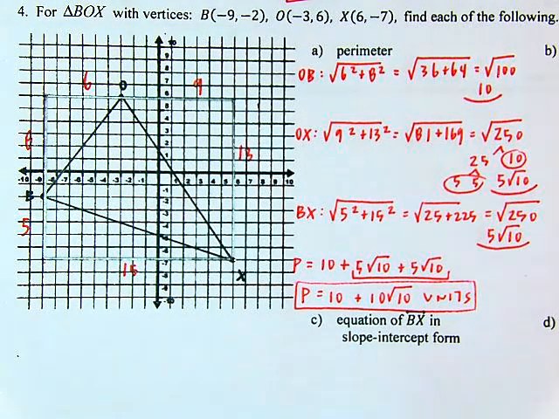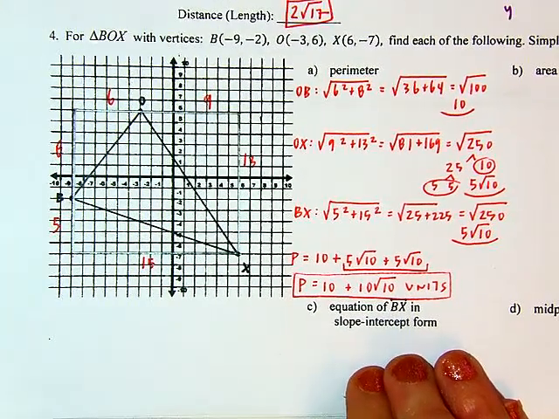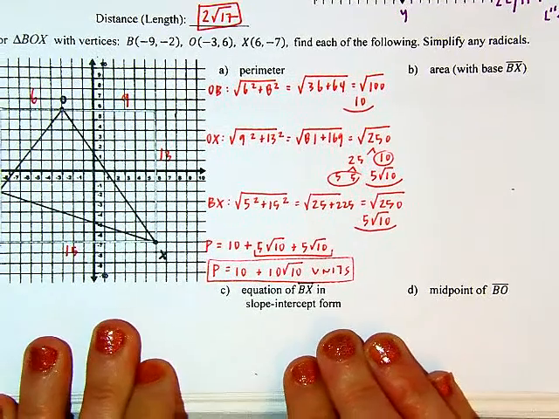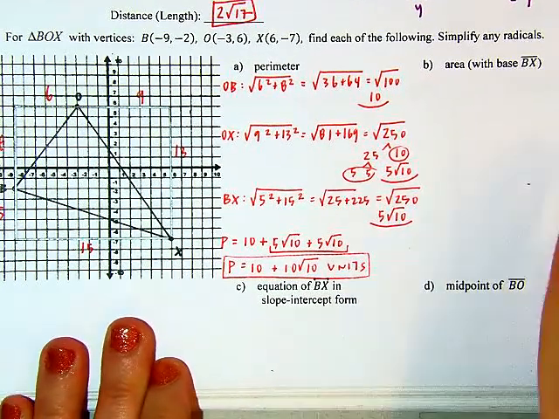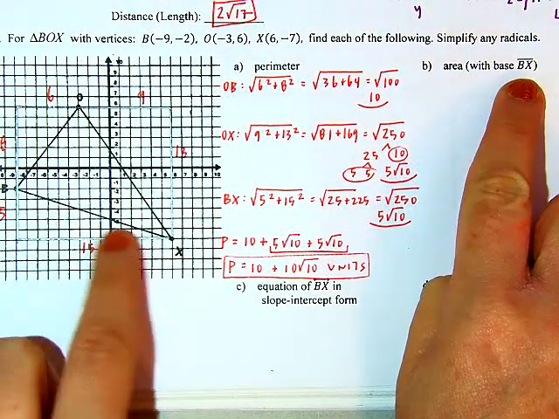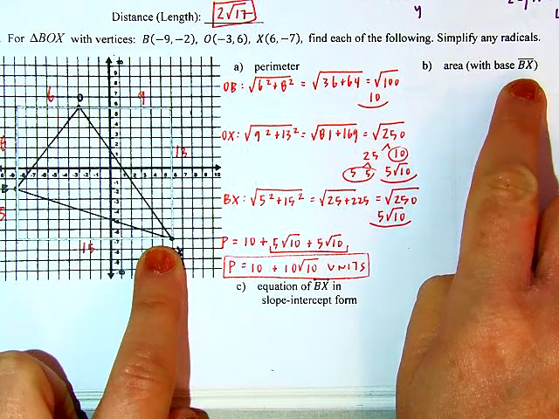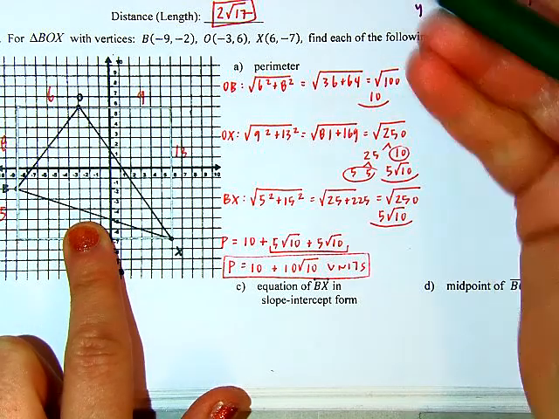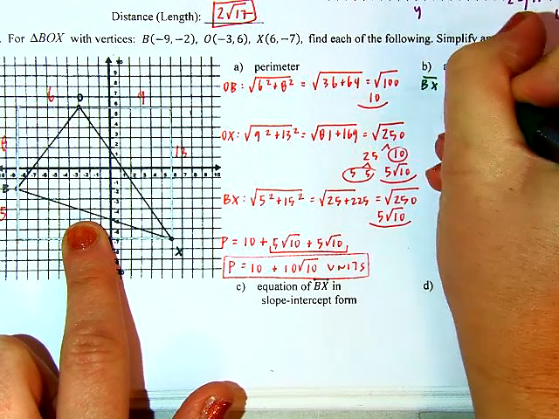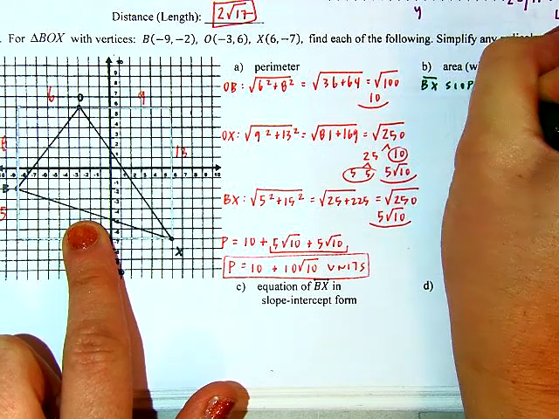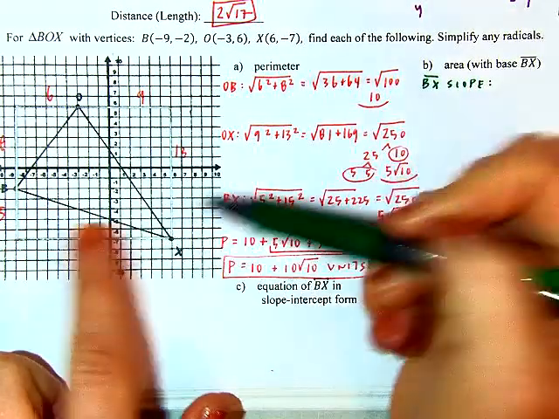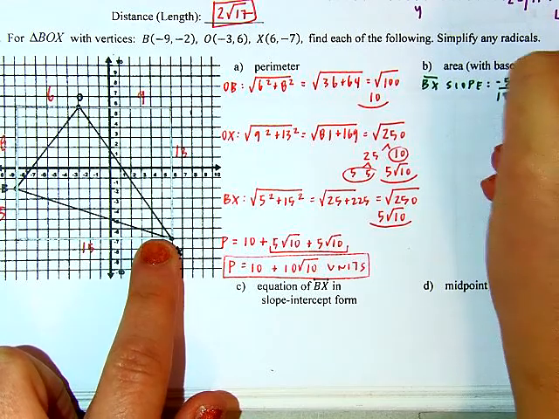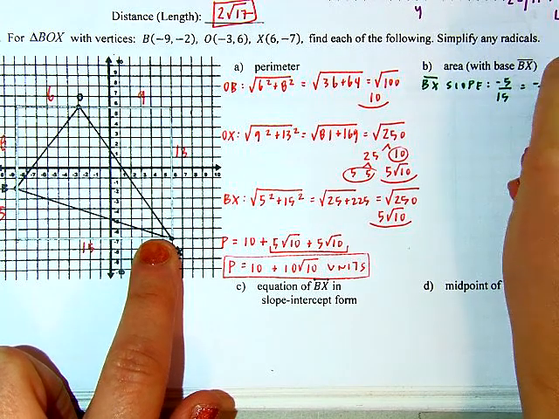All right. Next, I'm asking for area, and as we've talked about before, we actually have some options for area. Let me zoom out just a smidge. Okay, so here I'm saying specifically, let's treat it as the base is BX. So if this is our base right here, we need to figure out what is our height. So I need to go, what is the slope of BX? So I know that I'm going down 5 and right 15, which makes negative 1/3 overall.